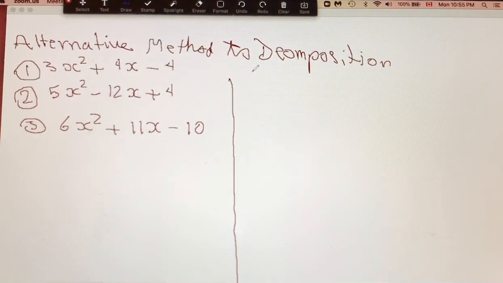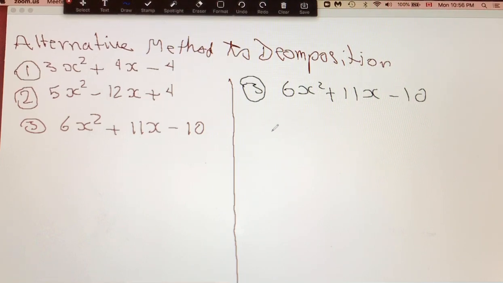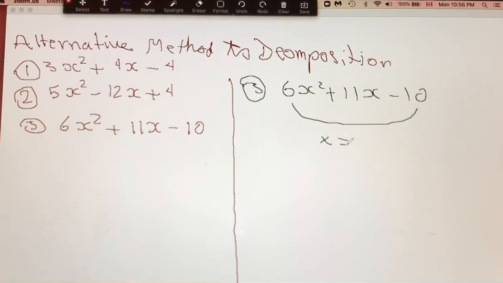Now the third example is 6x squared plus 11x minus 10. Again, same thing: 6 times negative 10 multiplies to give me negative 60 and adds to give me positive 11. Basically, it adds to give me the coefficient of x, the number in the middle.